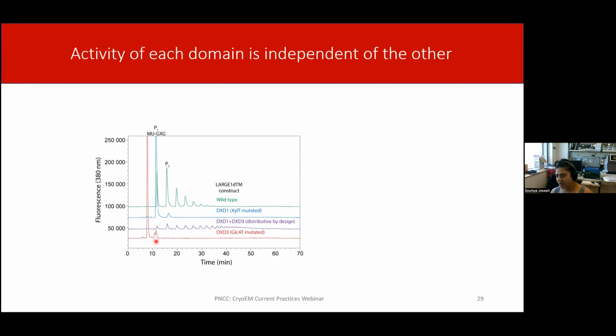Here I'm showing you another anion exchange chromatogram. Here is wild type LARGE1 making matriglycan. You can see the individual mutants, the XylT and the glucuronic acid transferase mutants, don't polymerize matriglycan. And here in purple is the matriglycan polymerized by both DXD1 and DXD3 mixed together.